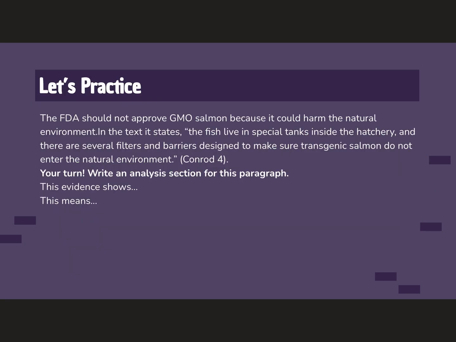Now what I would like you to do is I would like you to practice it. So the FDA should not approve the use of GMO salmon because it could harm the natural environment. How does this piece of evidence show that it could harm the natural environment? Once you're done with that, you're fully done with your notes.